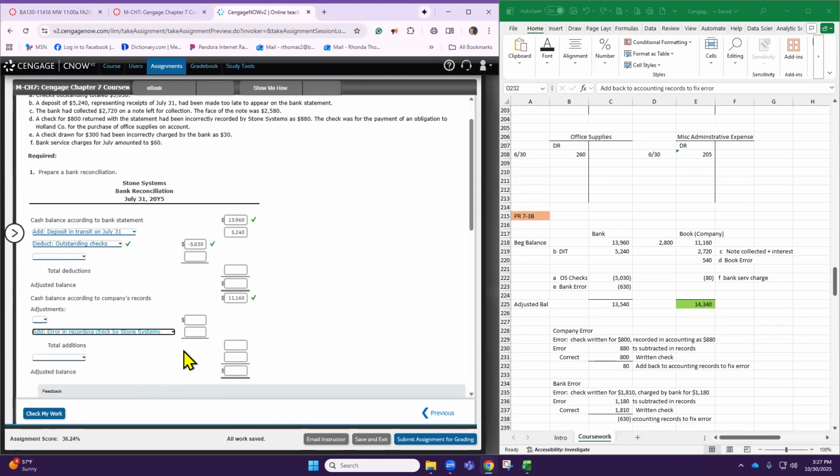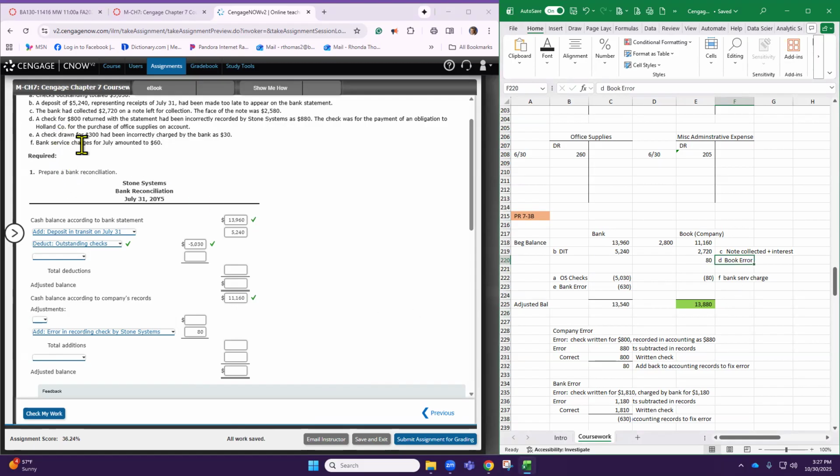Error in recording check by Stone System. So we're going to add back 80 bucks. Okay, so our book error equals this $80. Yep, there's the book error.